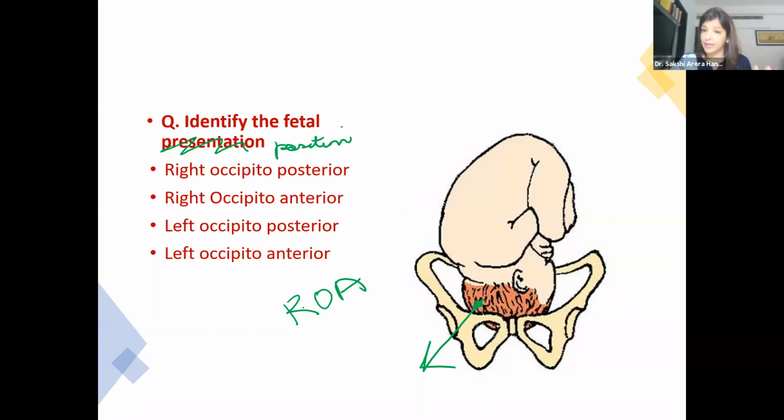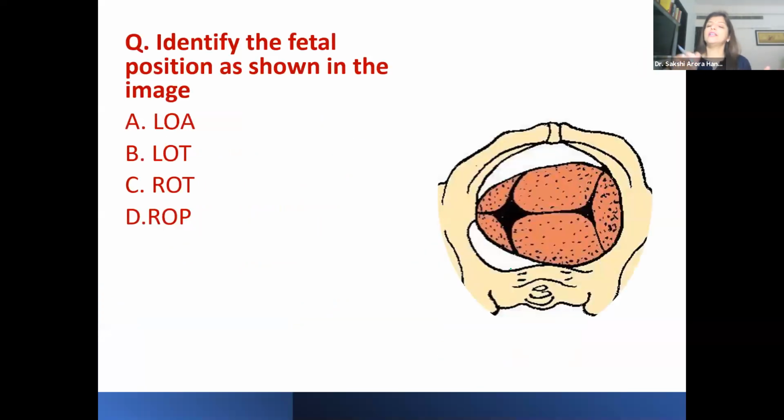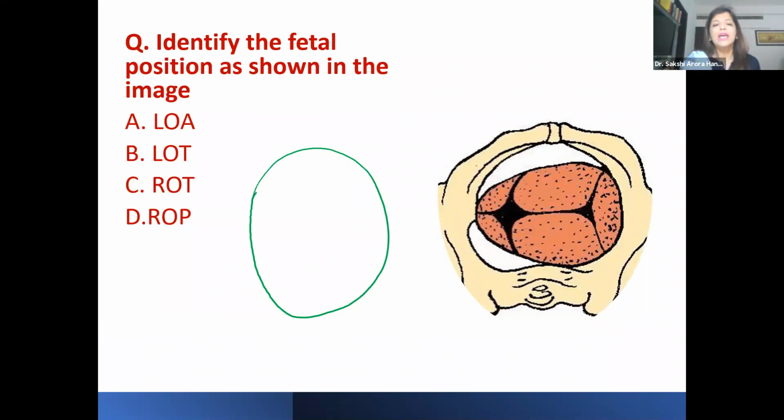An image like this is very easy if you get it, but the same image can be made a little complicated by giving an image like this. Now, whenever you get an image like this, again, you have to see where the occiput is lying. And in order to identify where the occiput is lying, you should understand the anatomy of the fetal skull. In the fetal skull, you have the frontal bones, right? Then you have the frontal suture. Then you have the parietal bones.